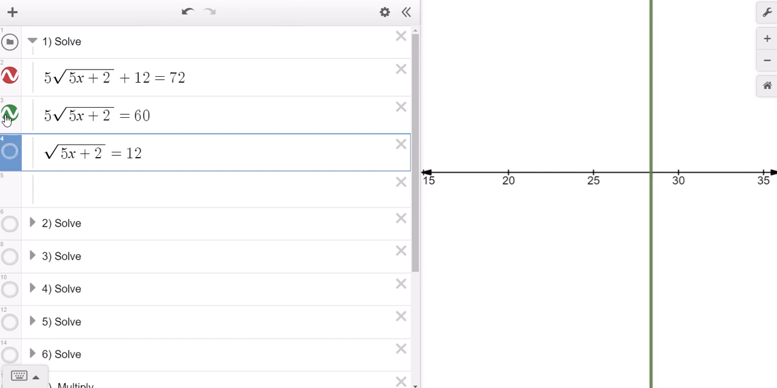So you can see my red line, the green line, and the purple line are all pointing to the same point. This is an equivalent equation. It's the same as the one above.